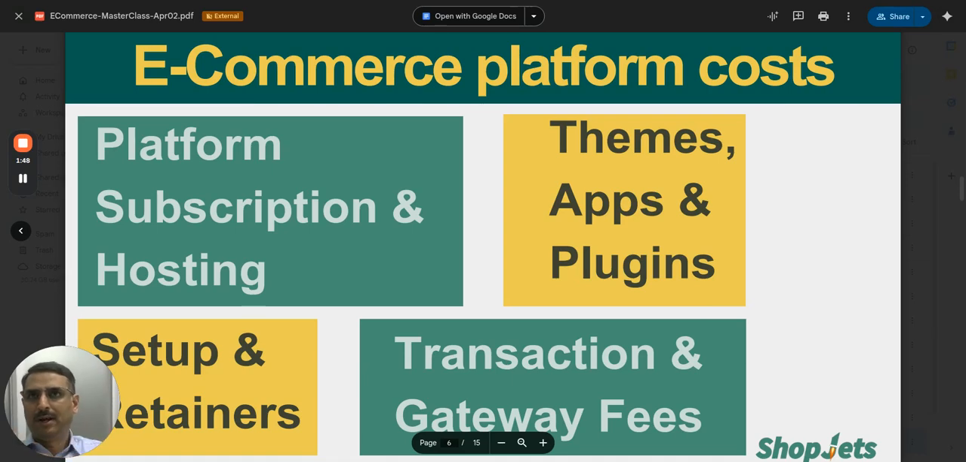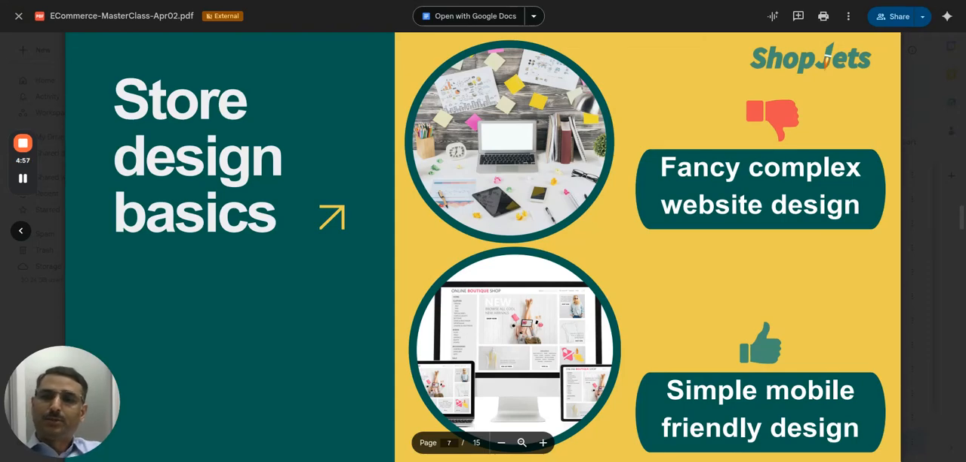So you have seen it from a time point of view, whether it is monthly, one time, or per transaction. That's one way of looking at it. Another way of looking at it is in each category, what are the costs and things like that. So now let's move on to what are the aspects that you need to think when you're designing the website or the front end of the website.